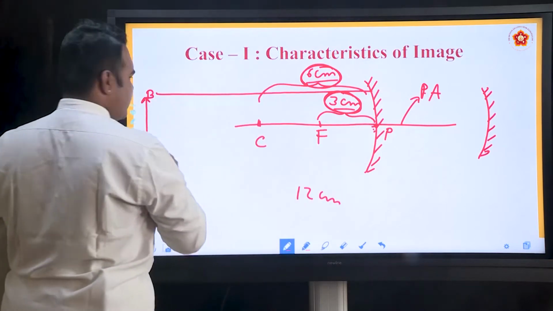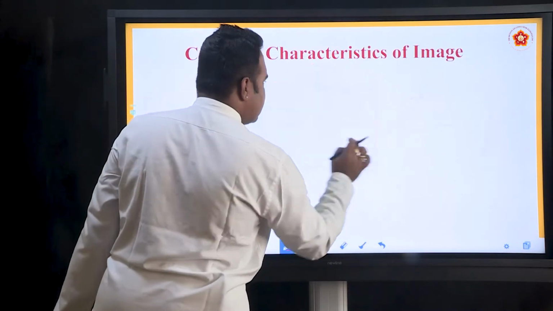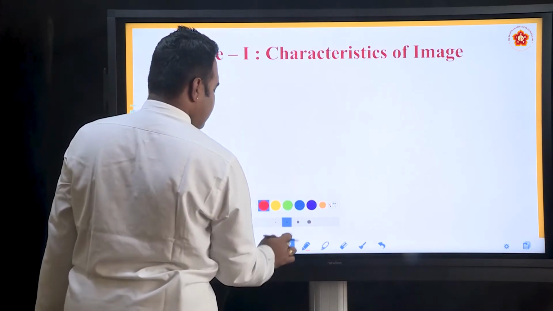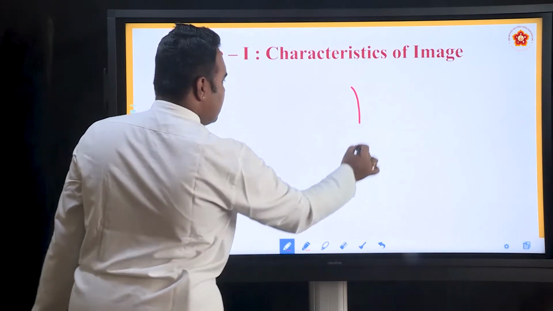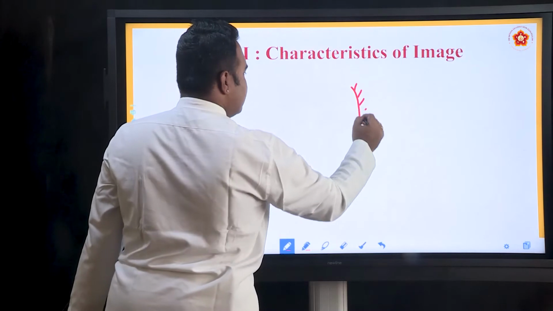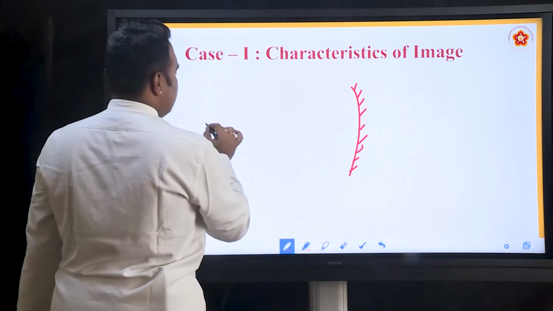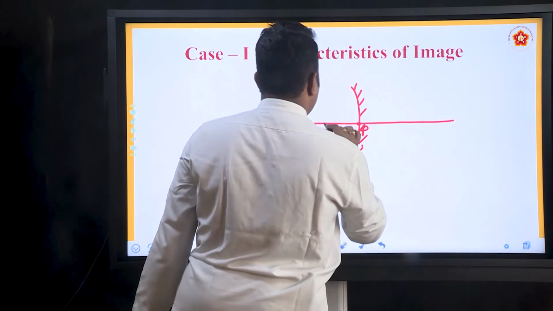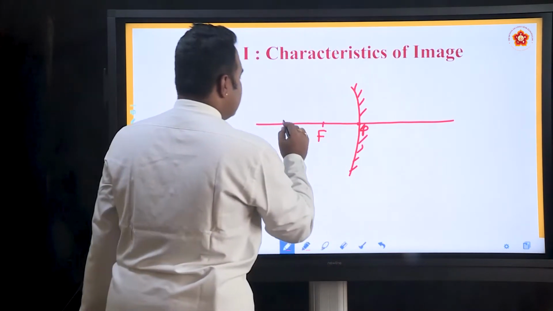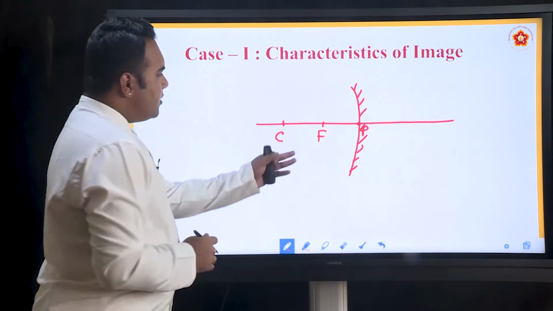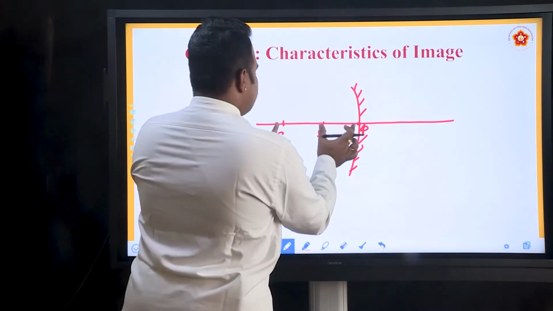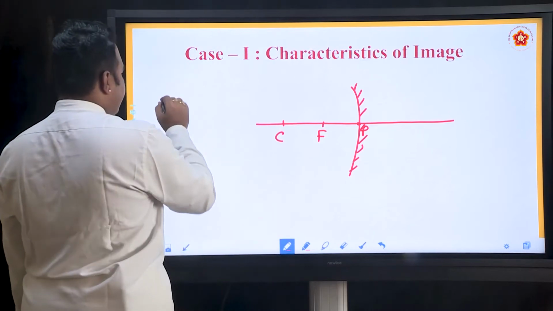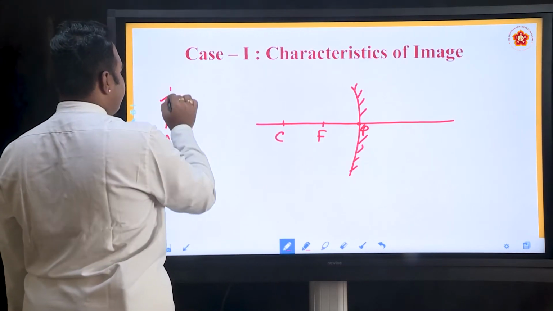So, let us redraw this once more in a better way. This is the concave mirror for us with a little curvature. This is pole, this is focus, this is center of curvature. Even approximately when you are drawing, this whole thing should be double of this. And then I place my object here, I call it AB.